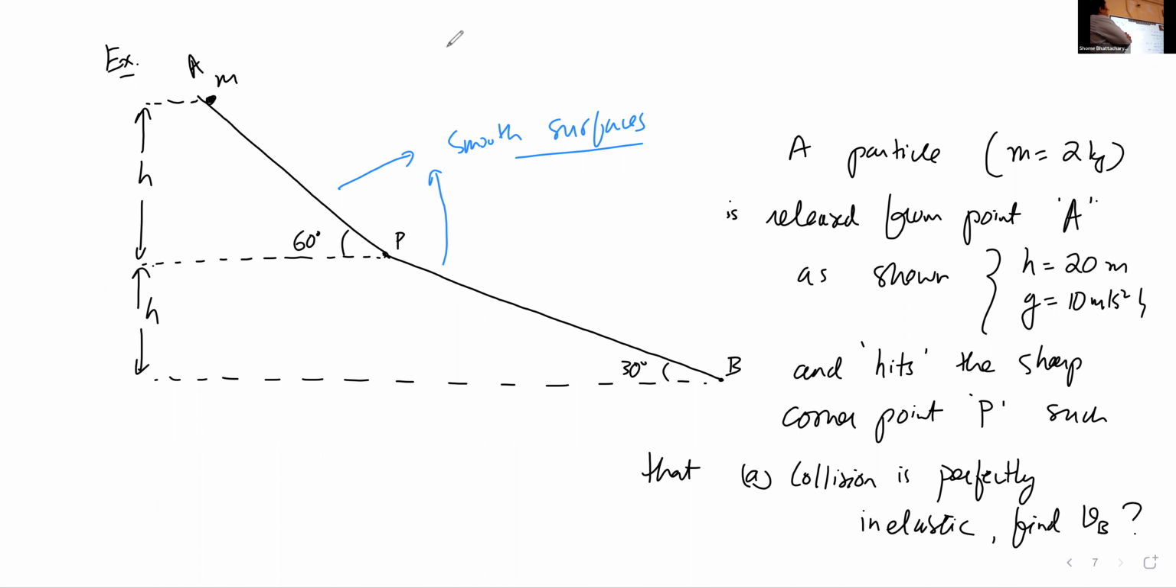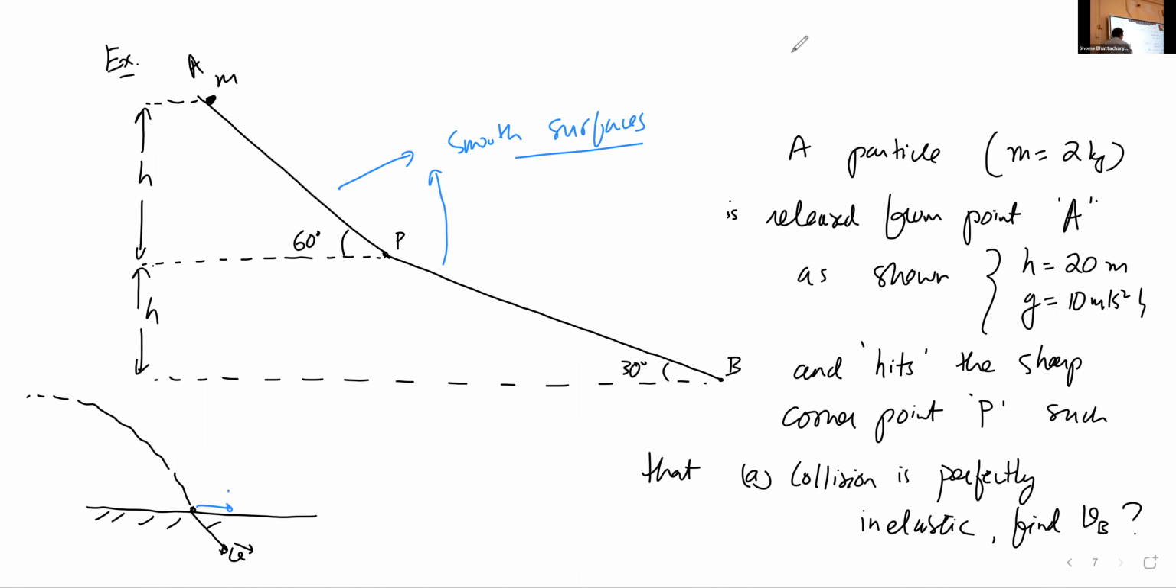Perfectly inelastic, so coefficient of restitution is 0. The hint to you is you already know that, for example, if this is a surface on which a particle comes and hits with a velocity v like this, what will happen if the collision is perfectly inelastic? Then immediately after impact, the velocity will become like this. It will have only a tangential component. It will not have a normal component.